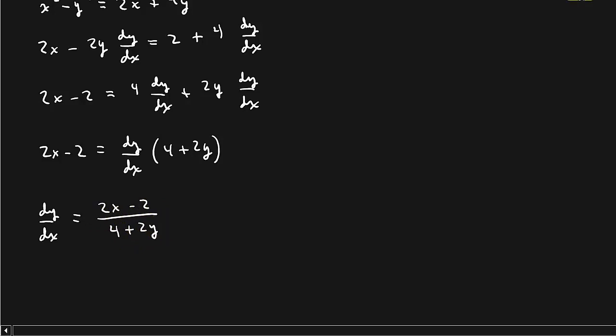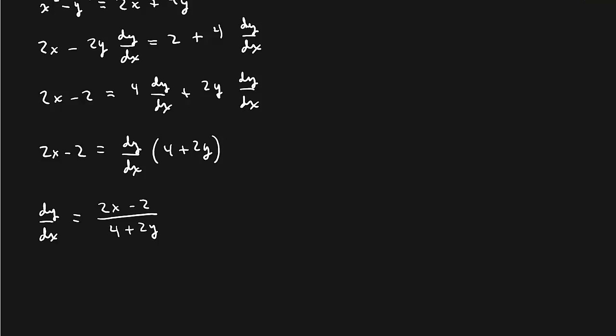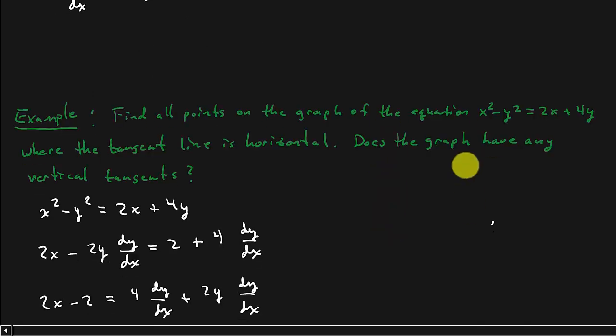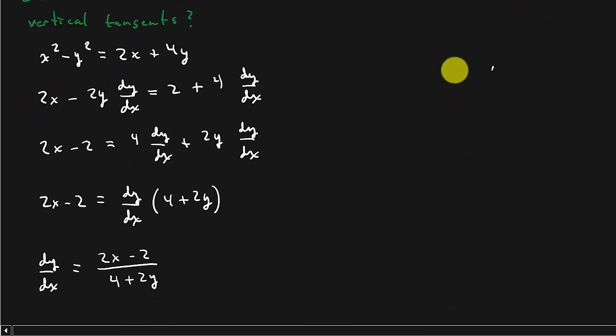All right, so here's my derivative. Now what we want to know is, when is the tangent line horizontal? So I want to know, when is this derivative 0? Let's come up here and write this again. We've got dy/dx equal to (2x minus 2) over (4 plus 2y). So I want to know, when is this 0?